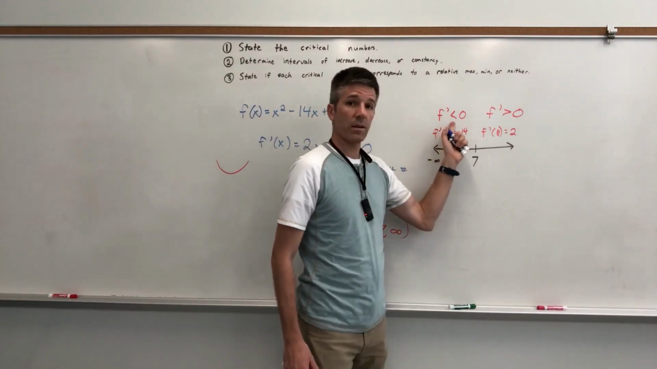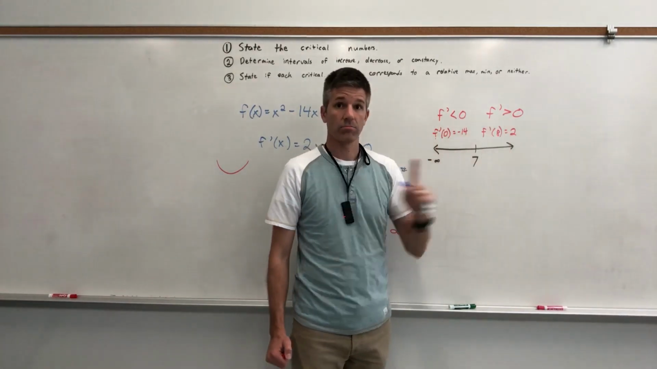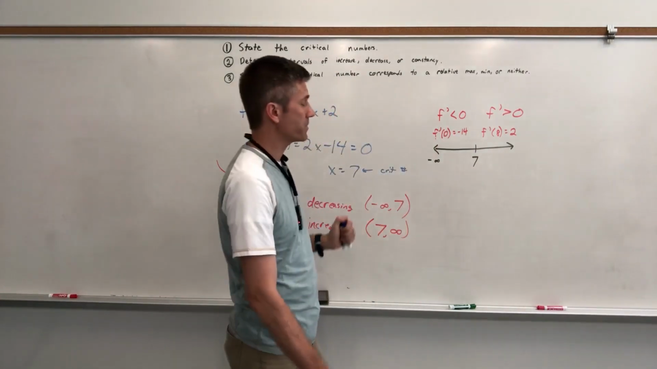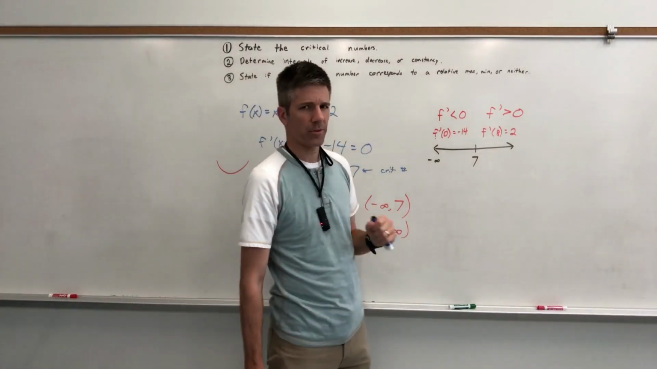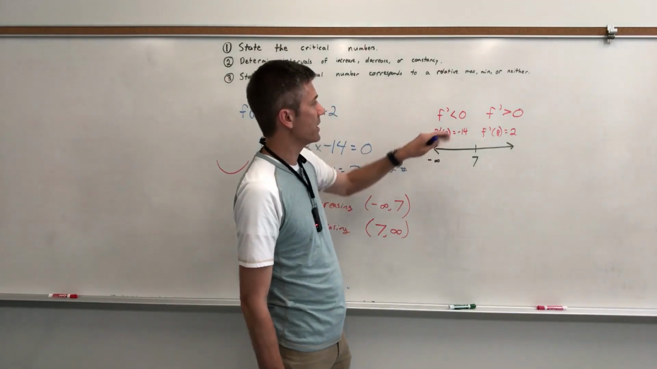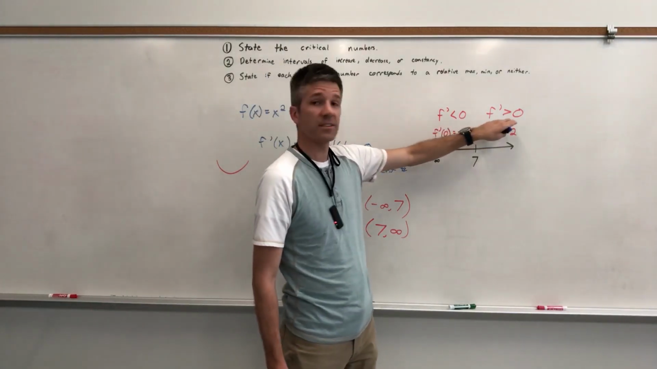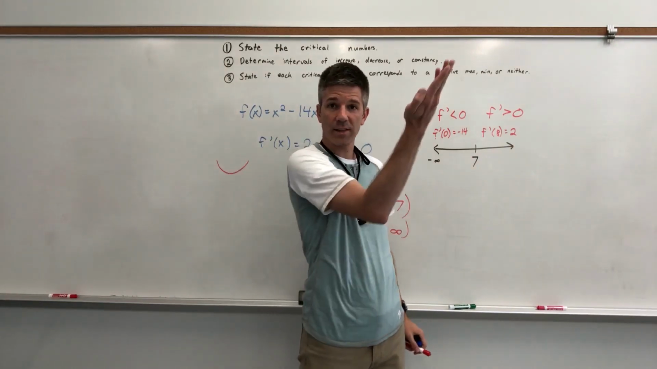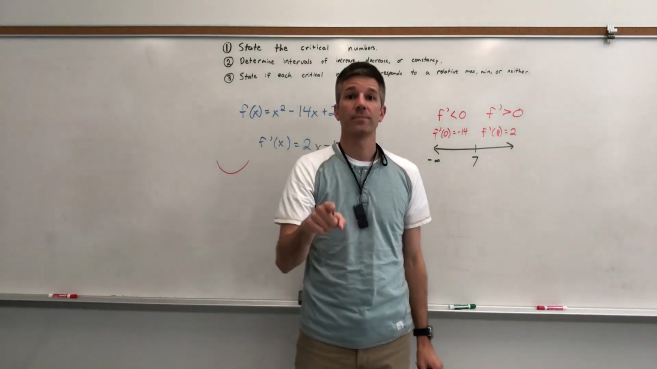The derivative is negative, then the derivative is positive, okay? That transition happens at x equals 7. Let me word this differently. It's important. The function is decreasing, then the function is increasing. If my function is decreasing, then increasing, then this point down here must be down here.